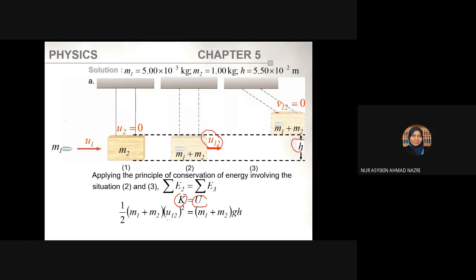Okay, so from here we are going to find the velocity for these two things moving together. It means it is not the velocity that we want yet.